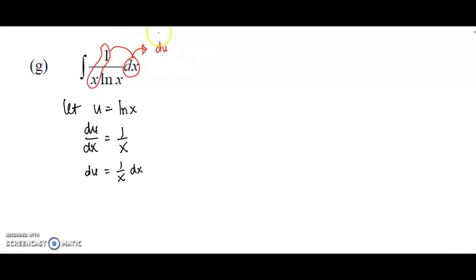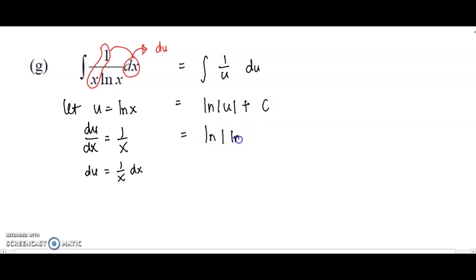And now everything can be written in terms of u, where the 1 over x dx will be in terms of du, and 1 over log x will be replaced by 1 over u. It means that now we just need to integrate 1 over u with respect to u, which will give log u plus constant c. Where the u needs to be written back as log x, so you have log of log x plus c. This is your answer.